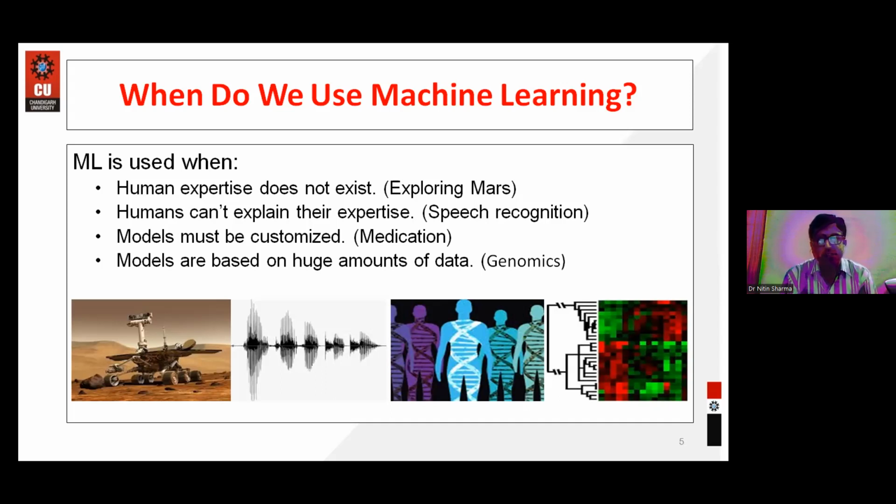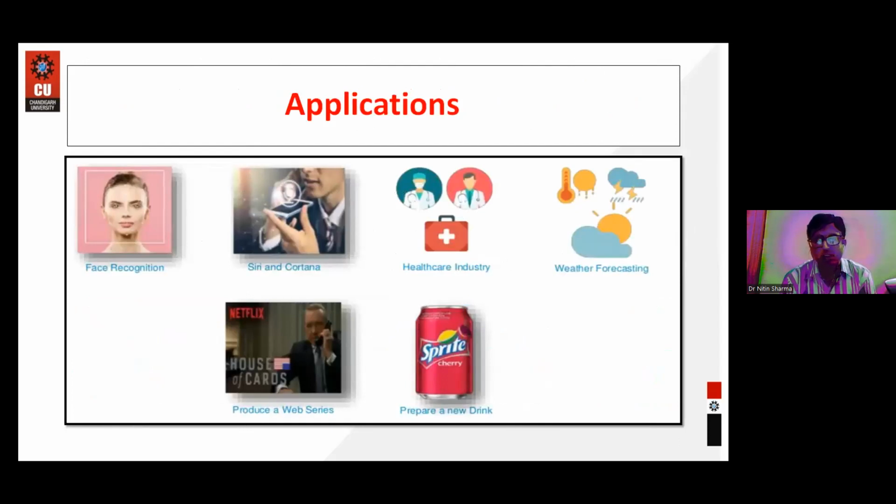We do machine learning when models are to be trained by huge data, like genomics. These are certain further applications. Face recognition, everybody knows we mark attendance by face recognition. Then Siri, most of you have now in your mobile phones. Healthcare industry belongs to you. Weather forecasting, everybody has an app in their mobile where the prediction of the weather can be seen. It's due to machine learning.